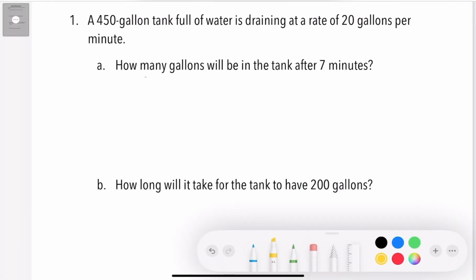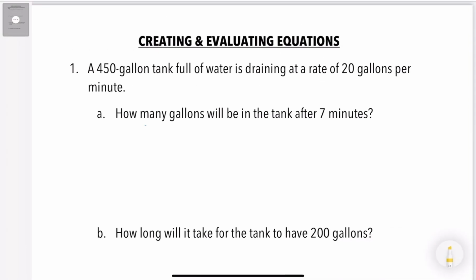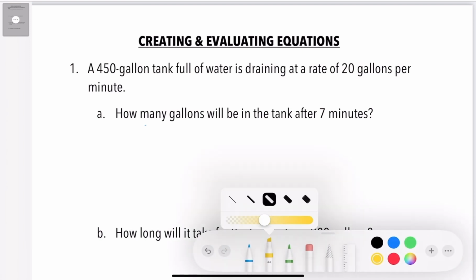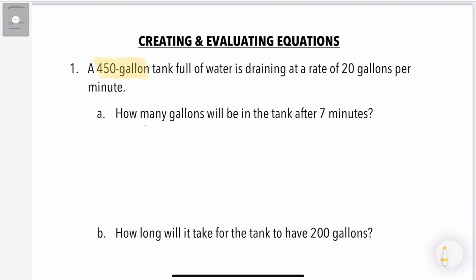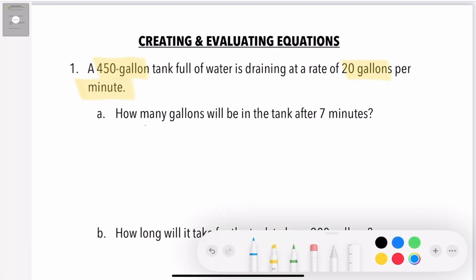All right, so we have a problem here where we are creating and evaluating some equations that we're going to create on our own. So the first thing we need to do is to annotate. So we're going to read through the situation. We have a 450-gallon tank full of water, and it's draining at a rate of 20 gallons per minute. So we need to definitely highlight 450. We need to highlight 20 gallons, and we need to highlight minute. That's going to be the important information for this problem.